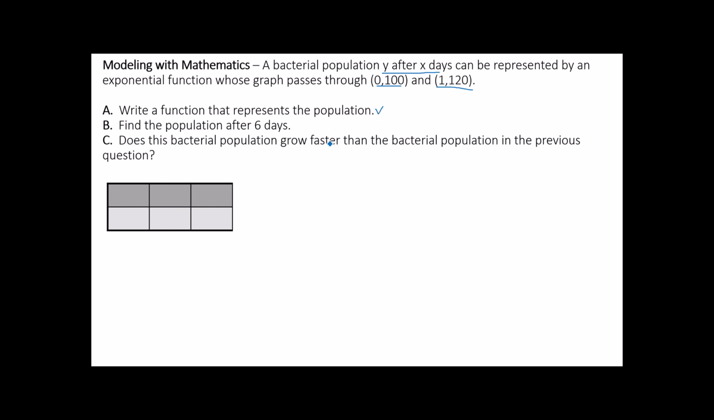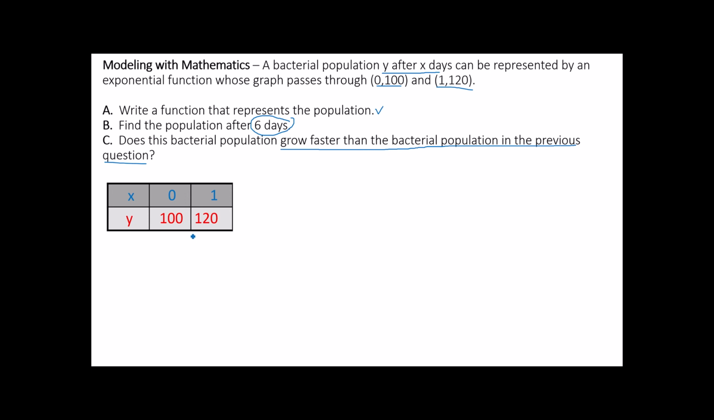We should be able to do that without the table, but I'm going to do the table for discussion. They ask us what happens in 6 days, and they ask us to compare this to the bacterial population in the previous slide. Well, let's see. If I wanted to go to the trouble of doing the table, I would say that 0 days is 100, 1 day is 120. We're looking for how much it changes.